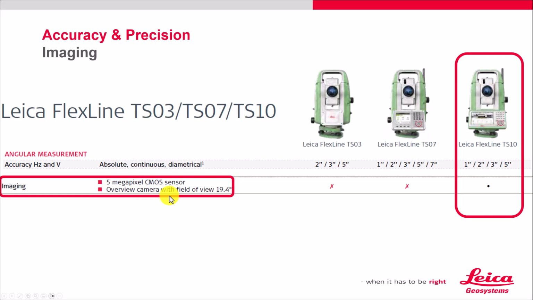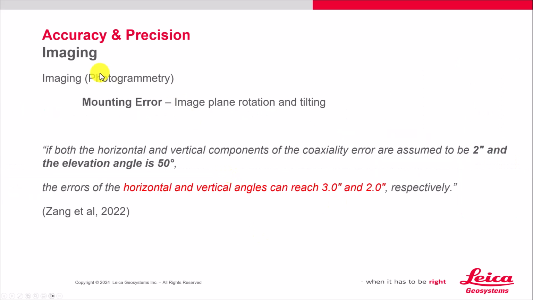Now on the imaging side, this is pretty neat. These instruments have cameras built into them. And this one, in this case, has a 5 megapixel CMOS sensor. Again, using the TS10. Now, imaging comes with what's called a mounting error. So an image plane rotation and tilting, similar to our total stations tilting on the axes.